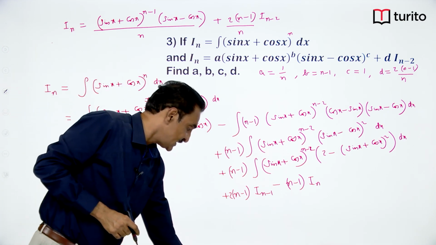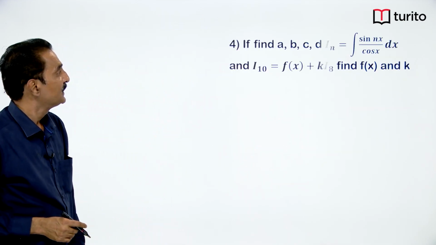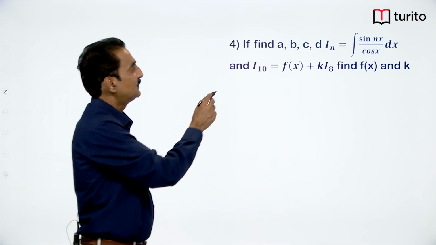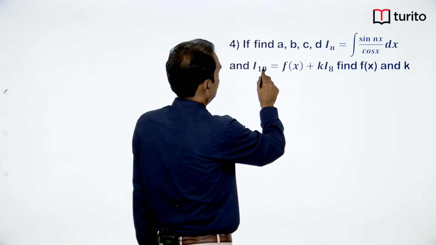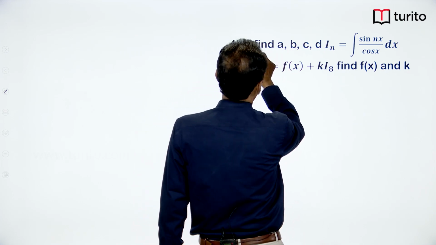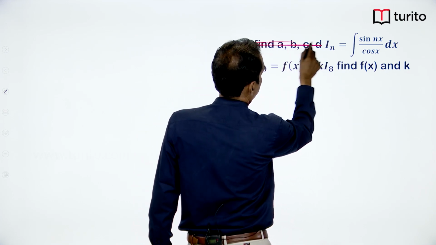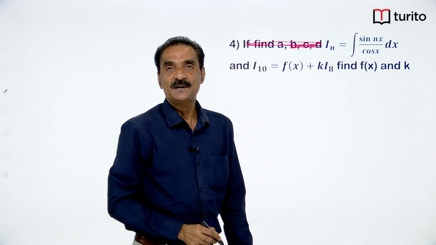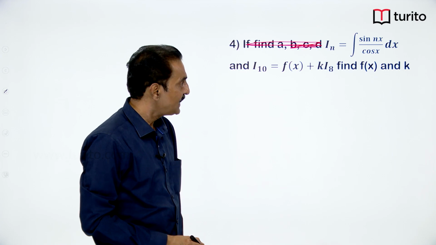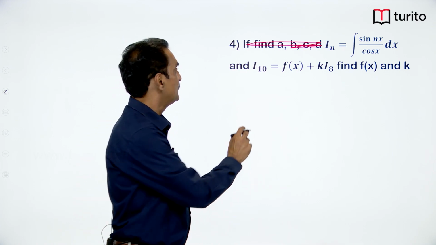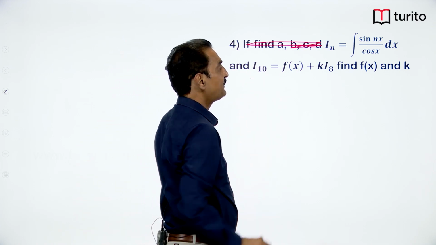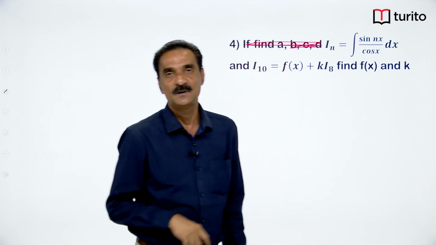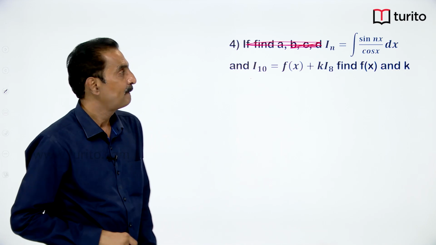We got all constants, and all of you solve this question. If In is equal to integral of sin nx by cos x dx and I10 is equal to f of x plus k I8, find f of x and k. You solve and try yourself.